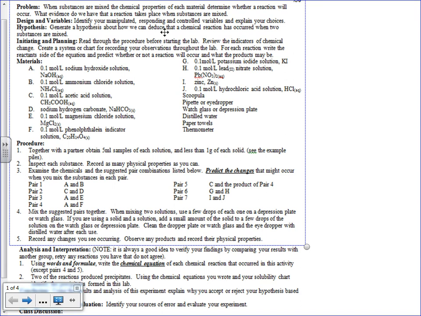Also, I want you to include the original predictions that we did this morning, as you're initiating and planning. So underneath your hypothesis, put initiating and planning, and I want you to write in the reactions as you predicted them. I know some of them are wrong, and that's fine. You're not going to lose marks for that. You'll lose marks if you don't include them. So have them in there, even if they're wrong.